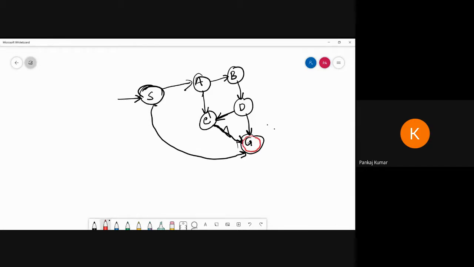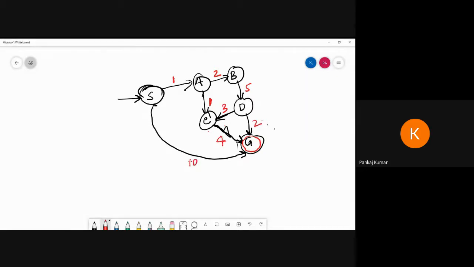Now, S to A, A to B, B to D, A to C, and so on, these are all called the path cost. Suppose S to A is given 1, A to B is given 2, B to D is given 5, A to C is given 1, D to C is given 3, then C to Z is given 4, and this is 2, and this is 10.